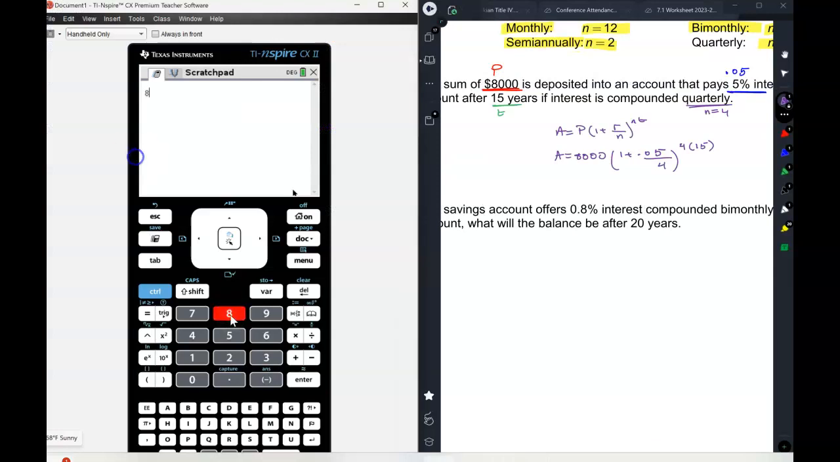So go ahead and take out your calculators. Right, so we have 8,000 times (1 plus 0.05 over 4) to the power of 4 times 15. And then look, when you press enter before you write your answer down, make sure what you meant to put in is exactly what you did put in. So, that's what I have right now.